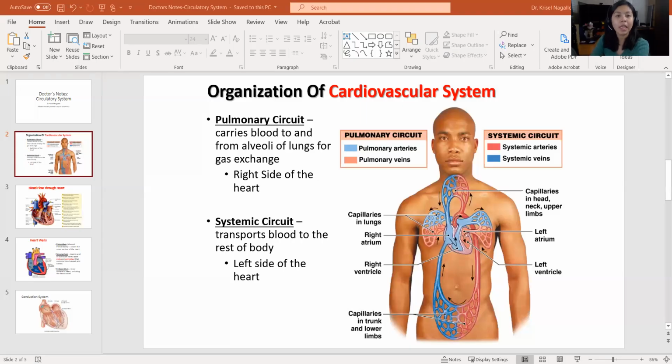So here we have an overview of the organization of the cardiovascular system. In anatomical nomenclature, we refer to blue as deoxygenated blood and red as oxygenated blood. The following key points may prove very handy in understanding how all of this works. So if you don't have this written down, I highly recommend that you do.